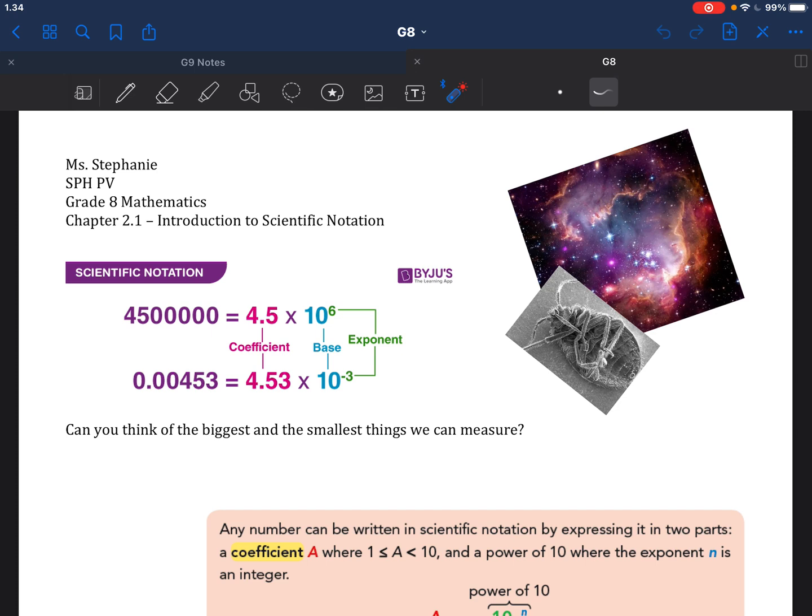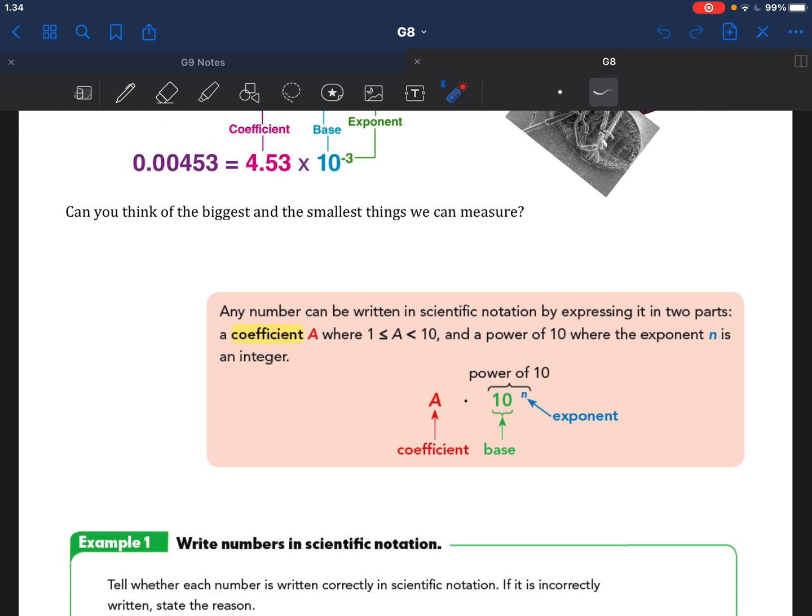So it could be measuring the distance between planets, between the stars in the galaxy. Or it could be measuring the length of a flea, or the length of a flea's leg, or the weight of an atom, anything that's really, really small. We could use scientific notation. And again, this is the form of scientific notation. We have a coefficient, we have a base of 10, we have an exponent, and we have that multiplication sign in the middle.